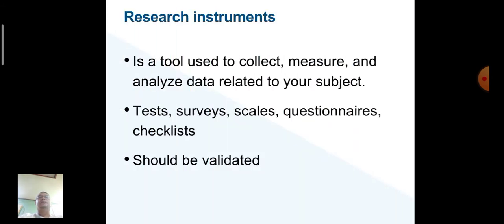We say that when we develop an instrument, it's basically talking about a tool used to collect, measure, and analyze data related to your subject, which means this is the most important part in terms of gathering the data. This is the tool that we are using in order to have very compatible data that we will use for our subject or our research.